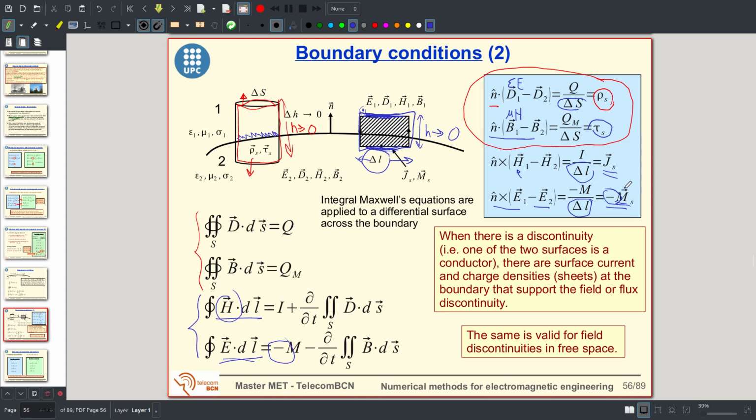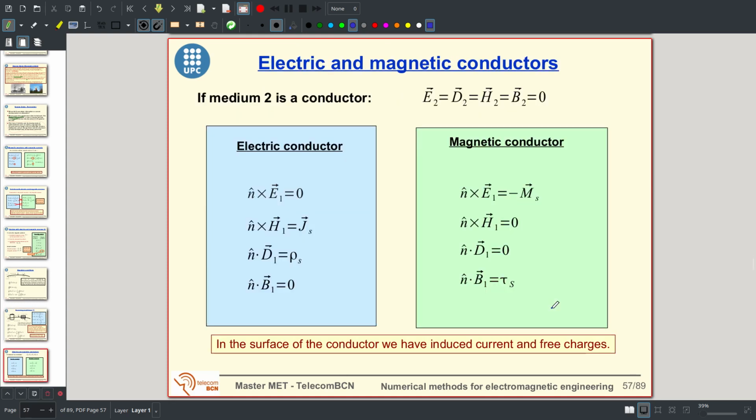Well, all this is well known, but the result is that when there is a discontinuity, there are surface charges and densities at the boundary that support the field or flux at the discontinuity. And the same is valid for discontinuities of the field in free space. There is an important case. The important case is when one of the two media is a conductor.